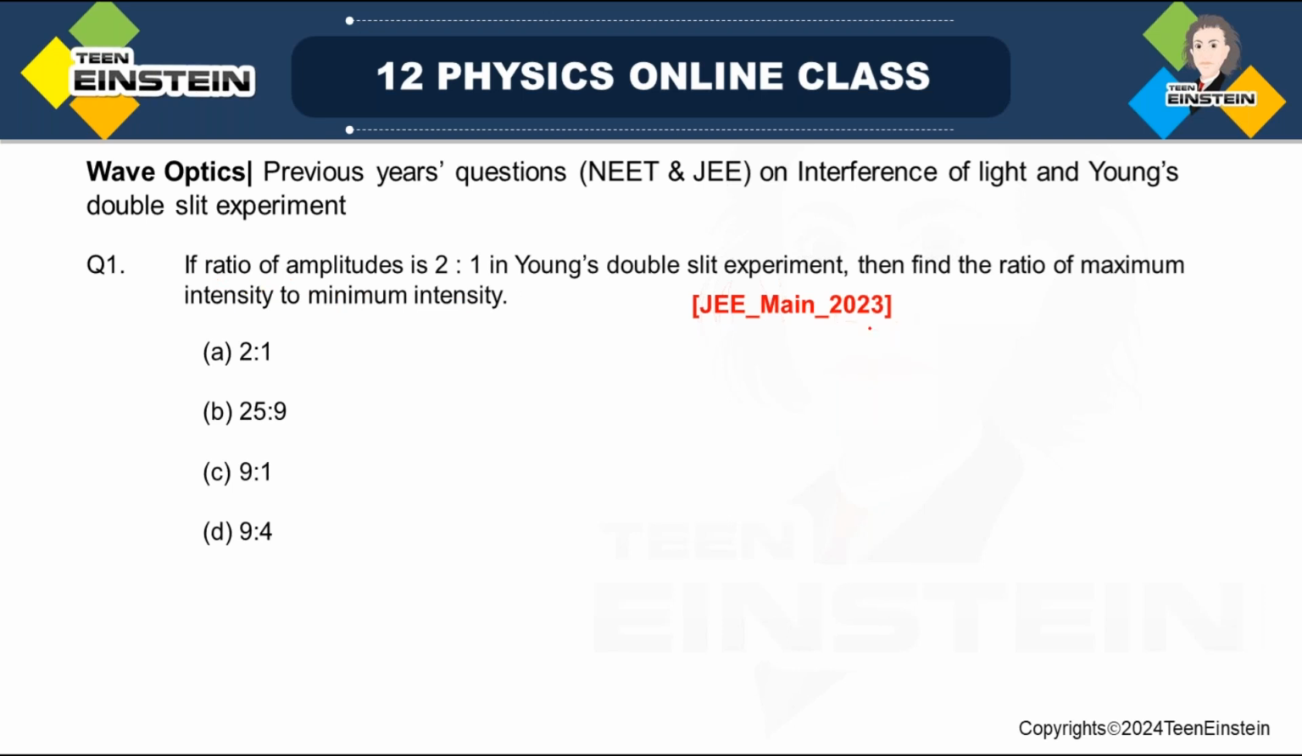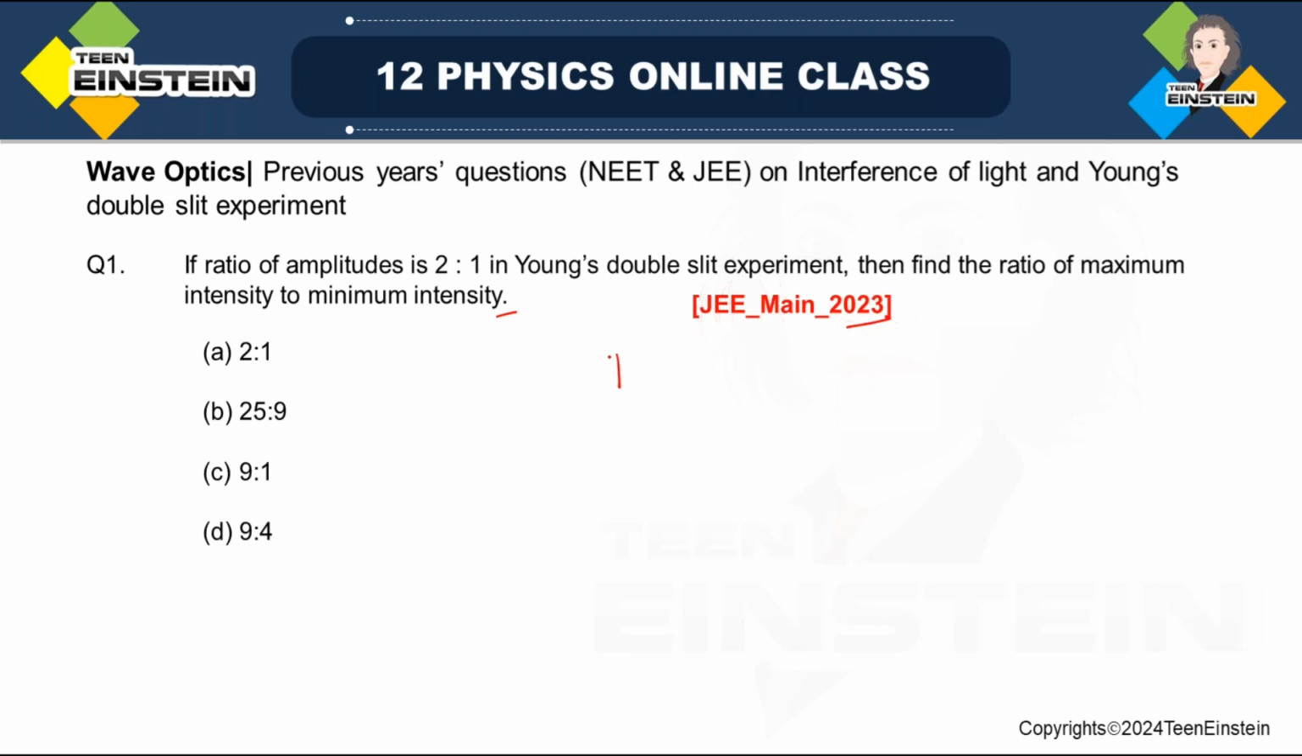So the first question is from JEE Main 2023, or from the last year's JEE Main papers. If the ratio of amplitudes is 2:1 in Young's double slit experiment, then find the ratio of maximum intensity to the minimum intensity. So for this, you have to remember how the maximum intensity is related to the amplitudes and minimum intensity is related to amplitudes.